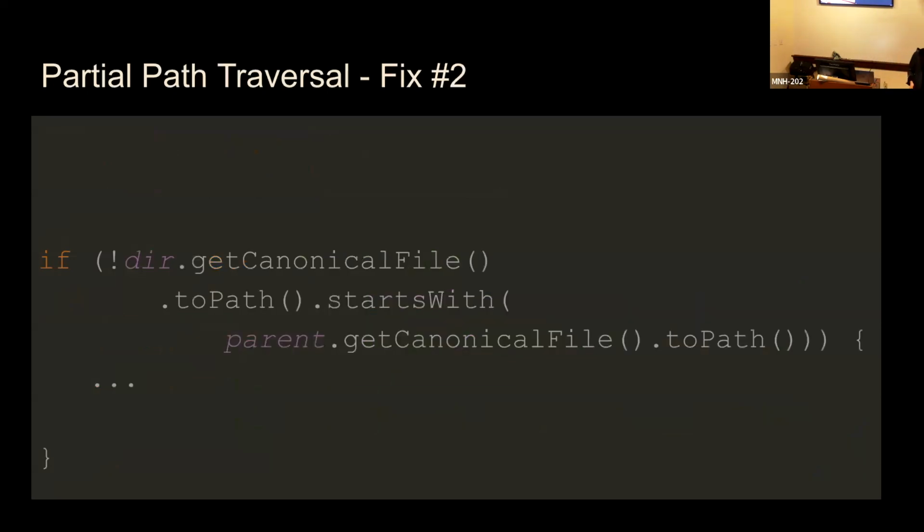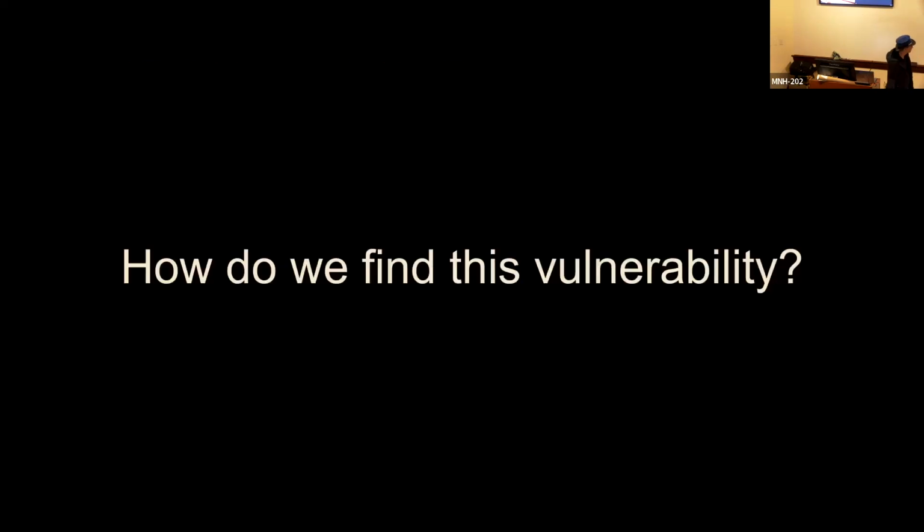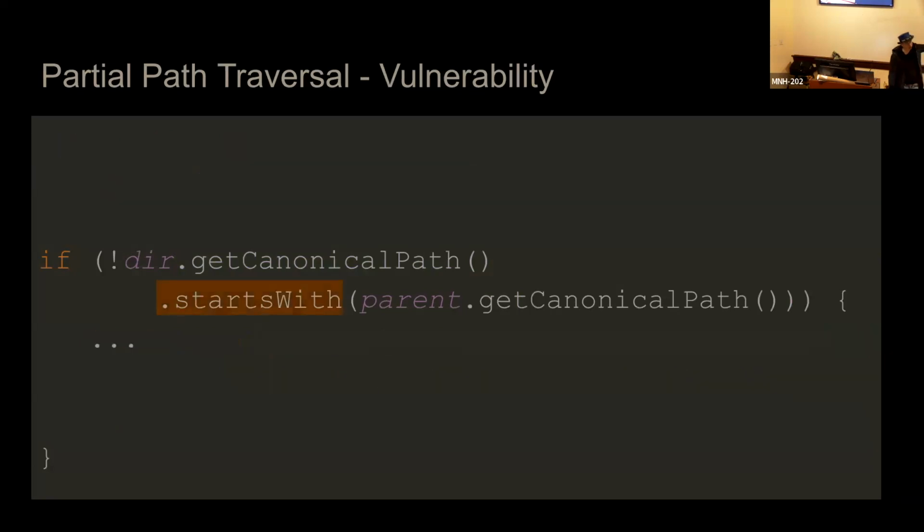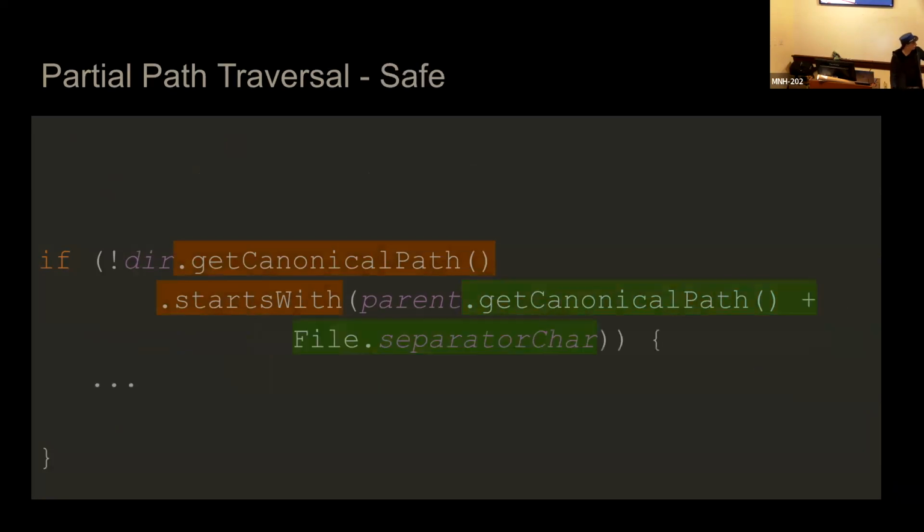The better fix is to use the Path object, which was introduced in Java 1.7, which lets you compare these things safely. So this is the good thing. This is what we actually want to see. So how do we find this vulnerability? Well, we're looking for this string startsWith call, and we're looking for the qualifier to be this getCanonicalPath, and the argument to be this getCanonicalPath, right?